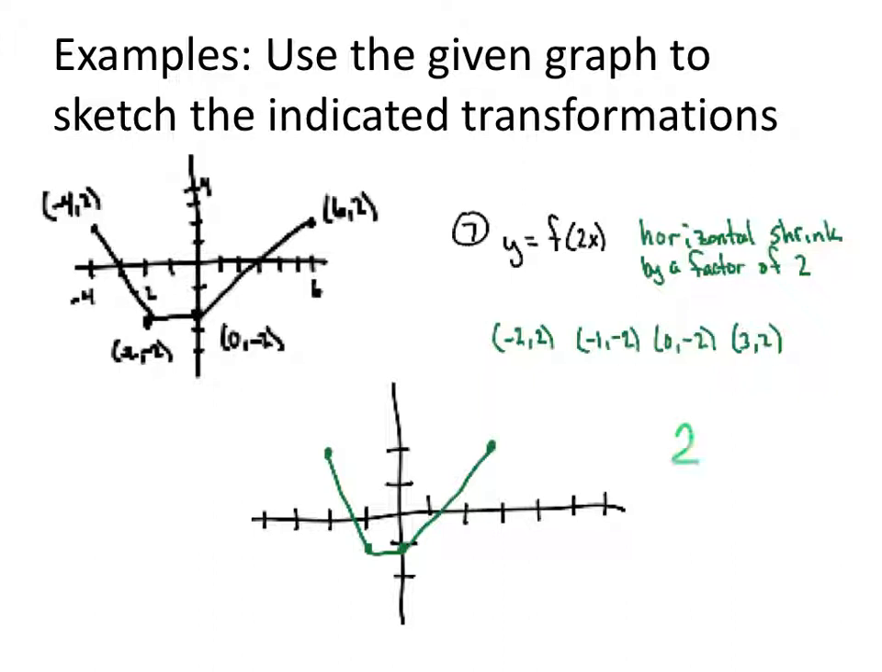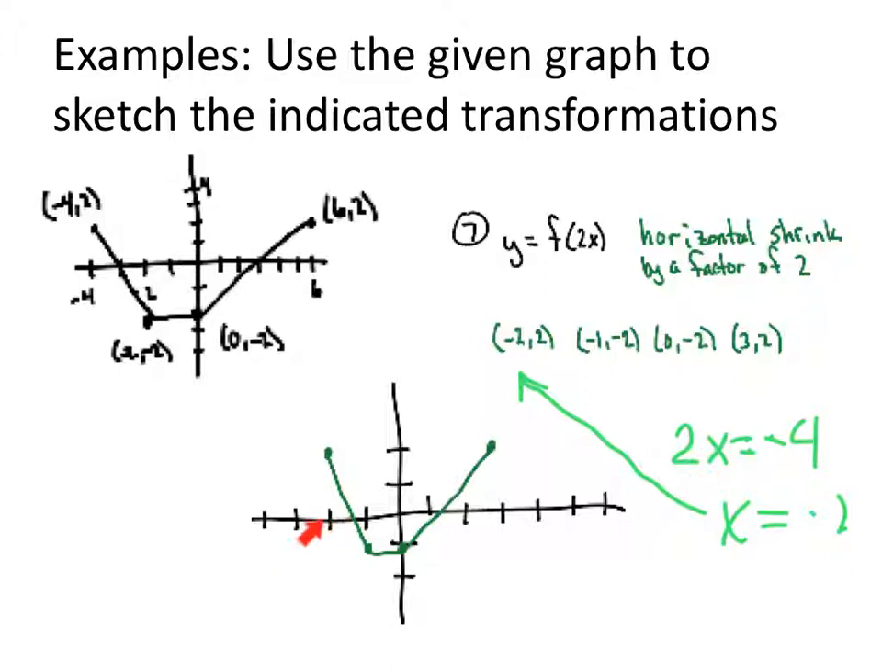I set 2x equal to -4 and get x equals -2. And that's my first x value. I could do these little equations for each one. 2x equals -2. Well, then x must have been -1. If 2x equals 0, x equals 0. And if 2x equals 6, then x must have been 3.